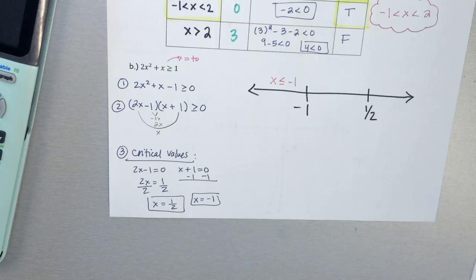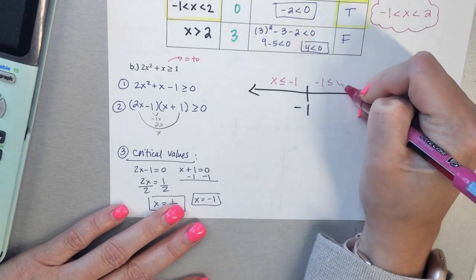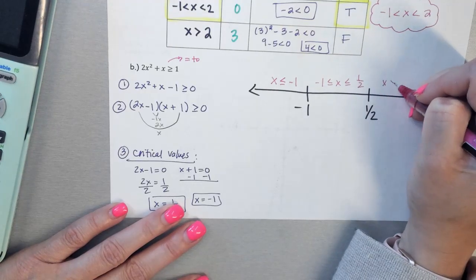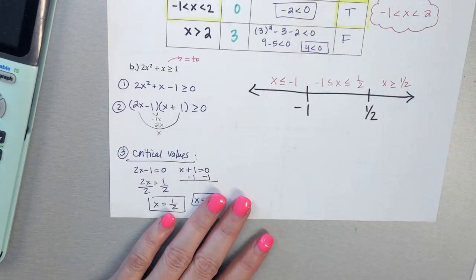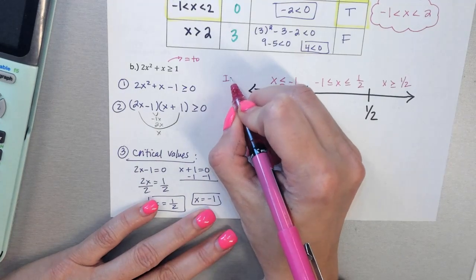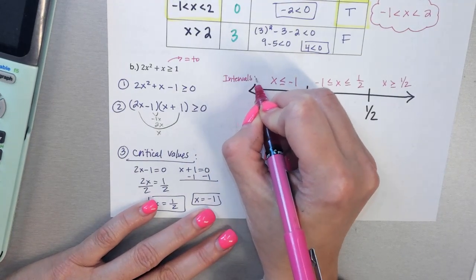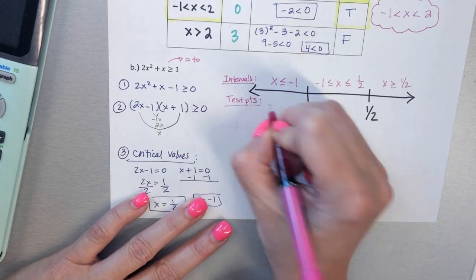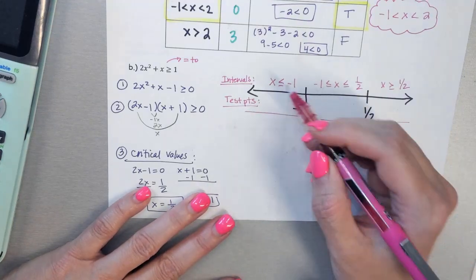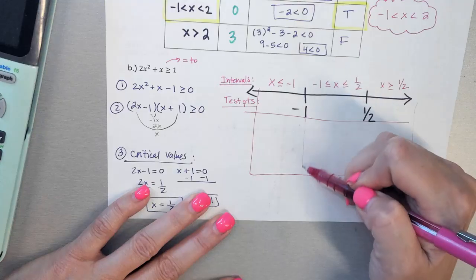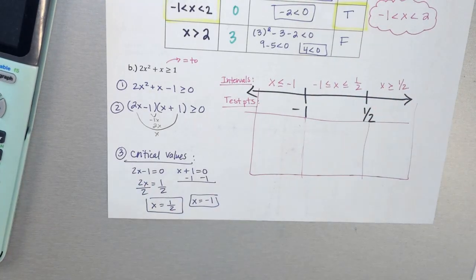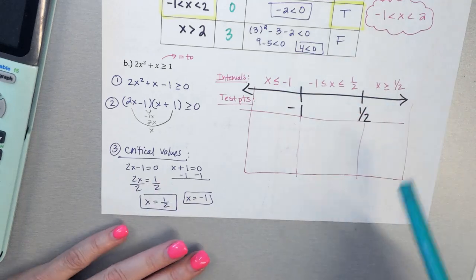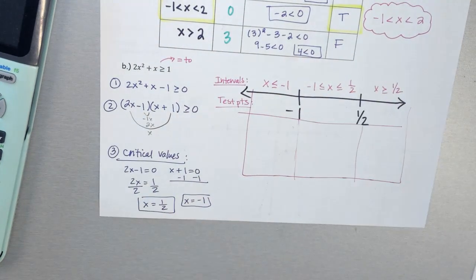All right, so then in the middle, we should have -1 is less than or equal to x, which is less than or equal to 1/2, and x is greater than or equal to 1/2. Okay, so these are your intervals. Here, we're going to put our test points, and we're just going to make this part of our chart. I want you to choose your test points. Pick a number that's less than or equal to -1. Pick a number that's in between -1 and 1/2.